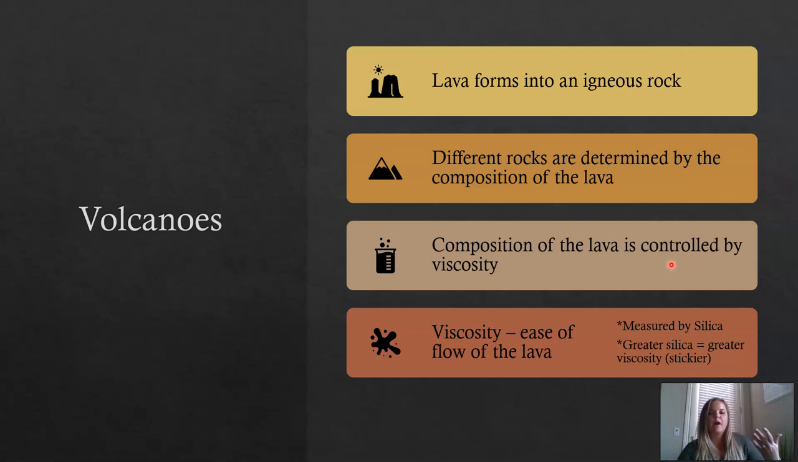This is measured by something called silica, which we talked about a little bit with minerals. Silica is one of the most abundant elements on Earth, and that controls the viscosity of a lava. The more silica there is, the more viscous a fluid will be, or a more viscous lava will form. And so it'll be kind of stickier in a sense.